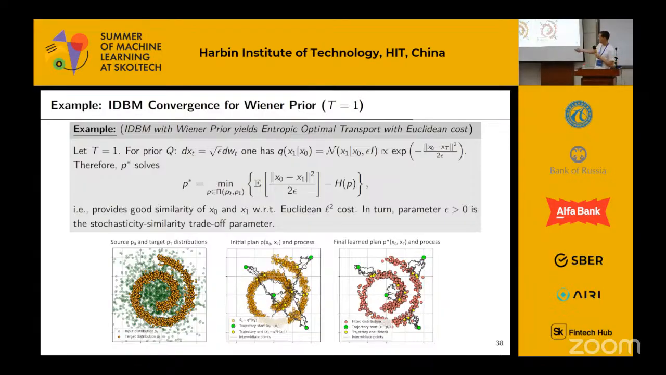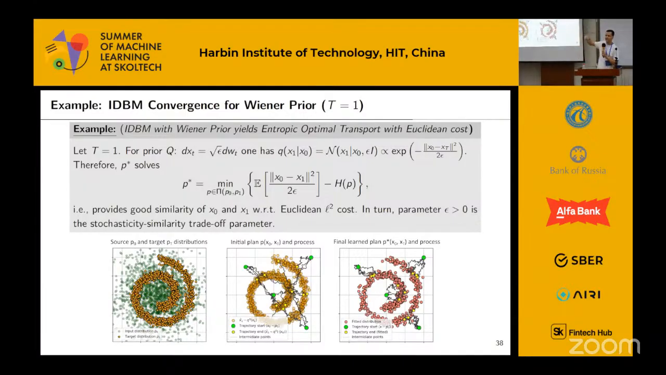And here is an example of how this procedure works, when you need to transform a Gaussian distribution to the Swiss roll distribution. You take your initial coupling from which you start. It is just a reciprocal independent process, the independent product of the Gaussian distribution and the Swiss roll distribution, and these are just some trajectories. You see, this is something very chaotic, yes?